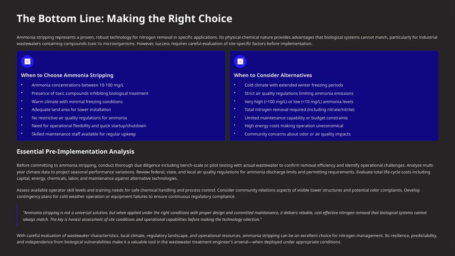Remember, ammonia stripping isn't a universal solution, but when applied under the right conditions, with proper design and committed maintenance, it delivers reliable, cost-effective nitrogen removal, something biological systems don't always match. The key is an honest assessment of site conditions and operational capabilities before choosing this technology.